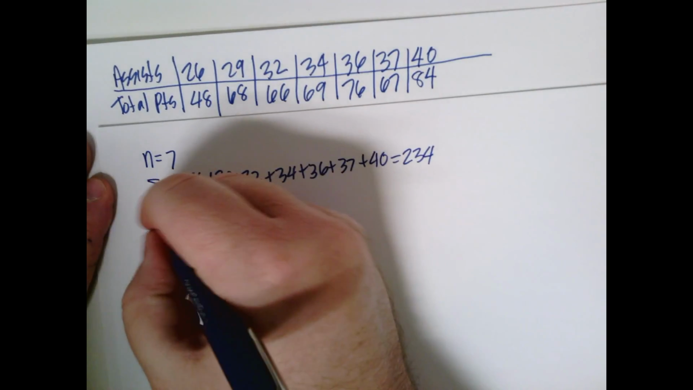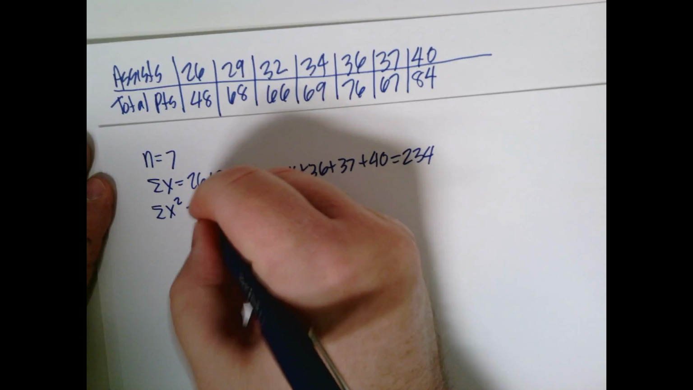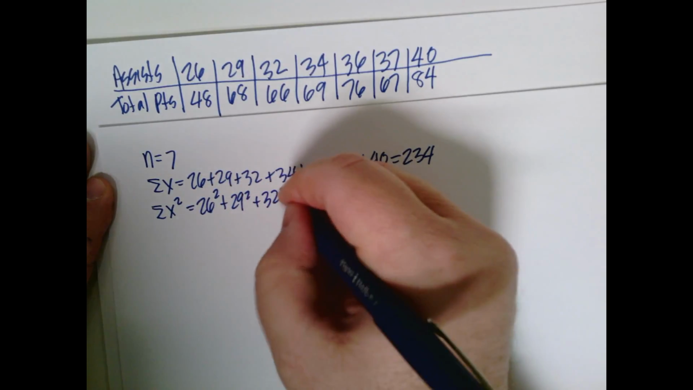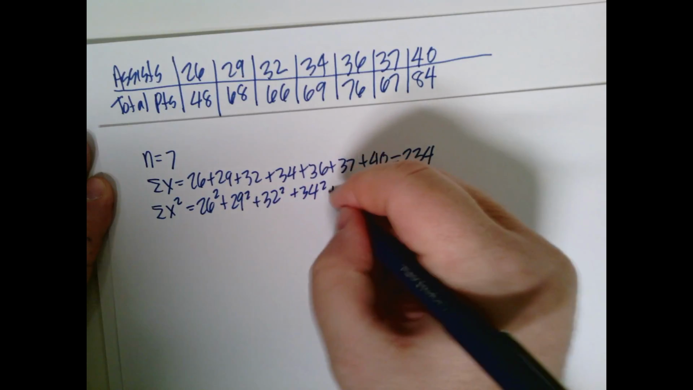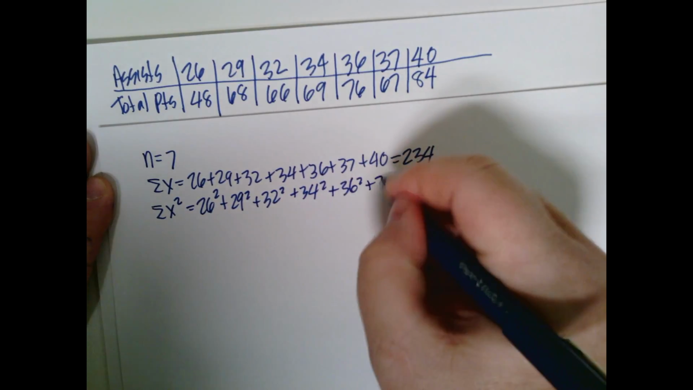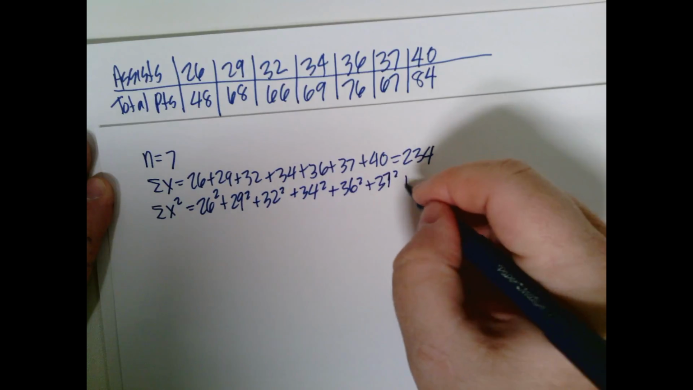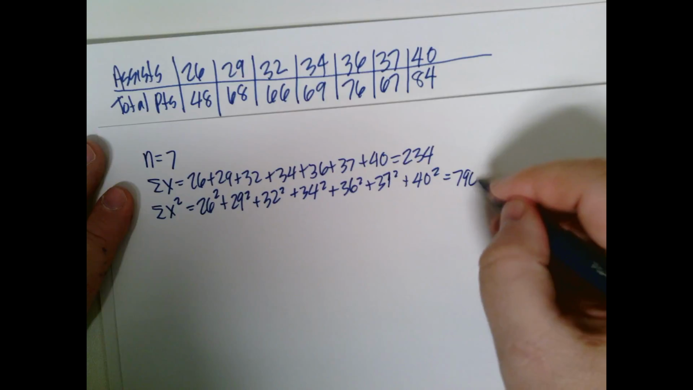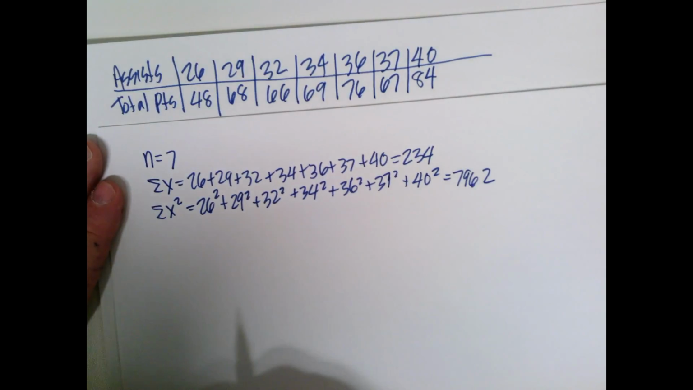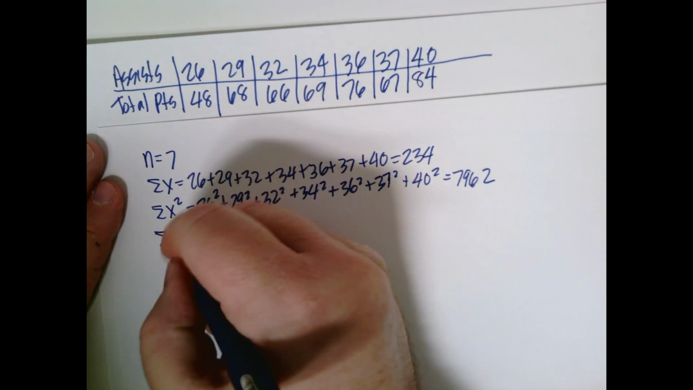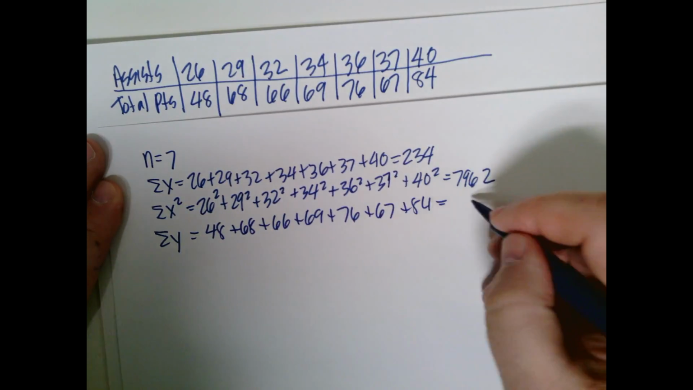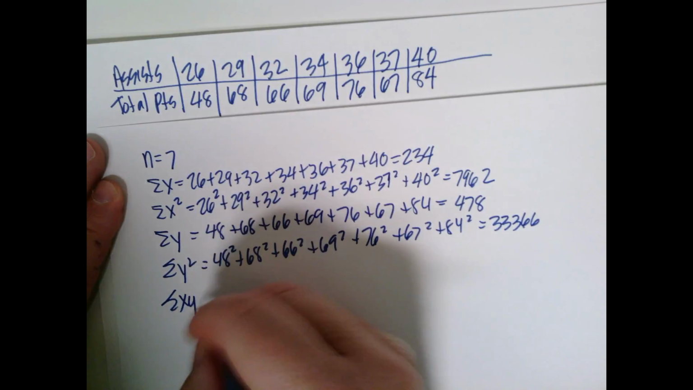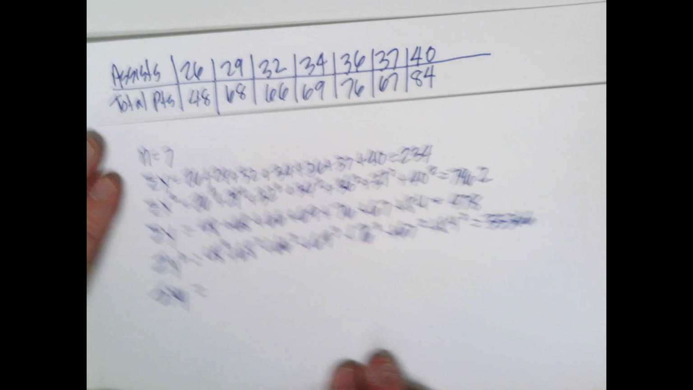234. Now you put in the sum of the squares, so 26 squared plus 29 squared plus 32 squared plus 34 squared, 36 squared, 37 squared plus 40 squared, and we get 762. Now you do the same thing with the y's. And now the last one is we need the sum of the xy's.